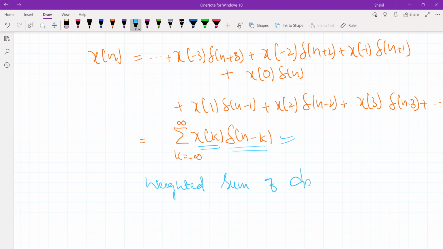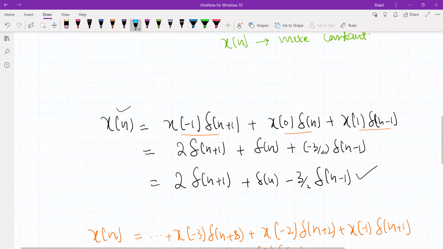delta sequences, which are simply unit sample sequences. That's what we have done. And what's the weight? What's the applied weight? Applied weight is the x of n value, meaning the nth value. That's the weight applied here. Please try to understand this.